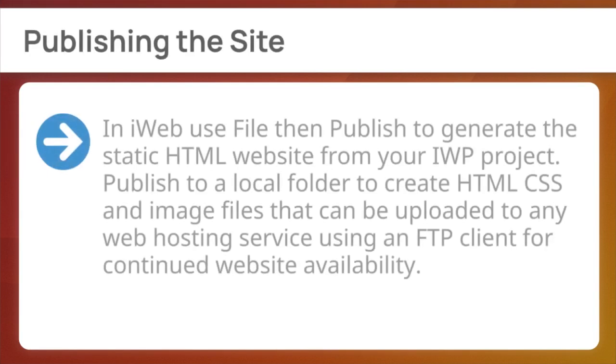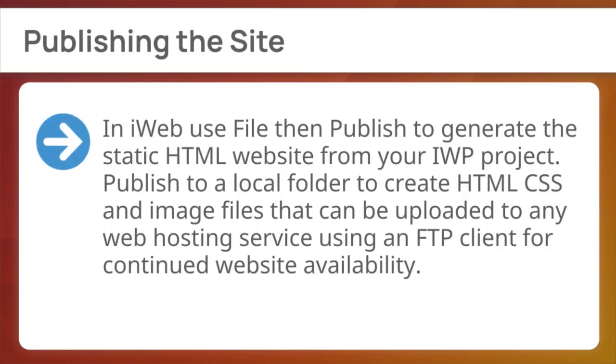Next, publishing the site. In iWeb use File, then Publish to generate the static HTML website from your IWP project. Publish to a local folder to create HTML, CSS, and image files that can be uploaded to any web hosting service using an FTP client for continued website availability.